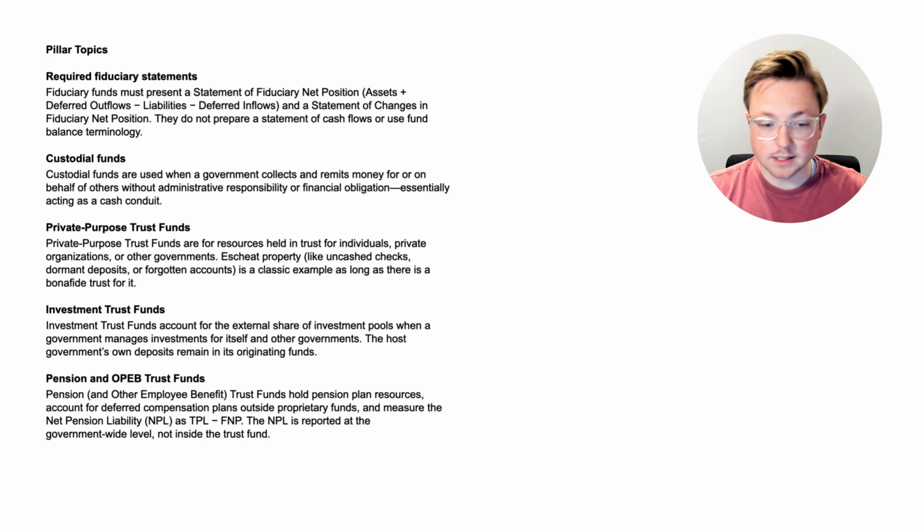We talked about this the least. Pension and other employee benefit, which by the way, that's what that stands for, trust funds, hold pension plan resources, account for deferred compensation plans outside proprietary funds, and measure the net pension liability as the total pension liability less the fiduciary net position. The net pension liability is reported at the government-wide level, not inside the trust fund. So again, that one was the one that we learned the least about, but pension trust funds and other employee benefit trust funds, they are for employee compensation, they're for pension plans, and you're going to figure out the net pension liability for those and report it in the government-wide financial statements.